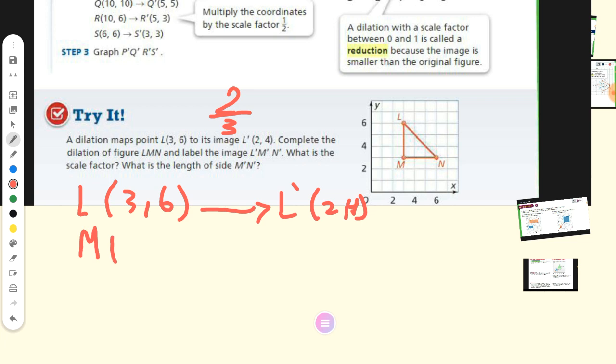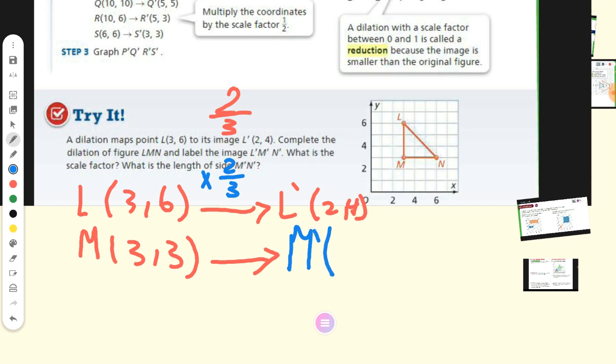M here is 3 and 3. Okay? Multiply it with the scale factor, multiply with 2 over 3. It will become 3 times 2 over 3, which is 2. Then multiply the other coordinate by 2 over 3, it will be 2 again. So it will be 2 and 2, M dash.